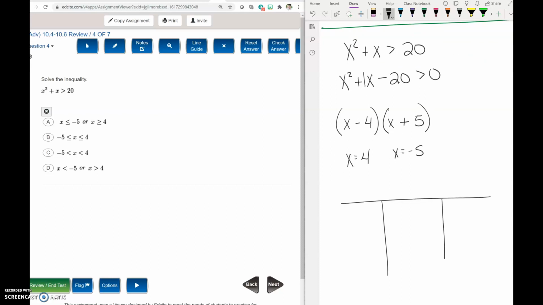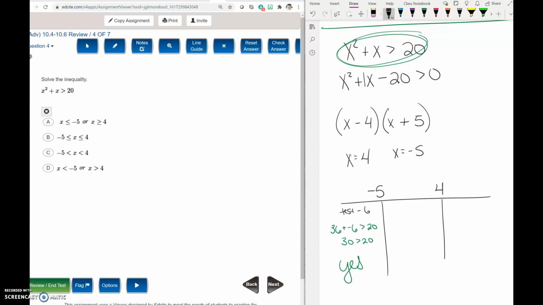So what I do is I make this little chart. Here's -5, here's 4. I put the -5 on the left because it's smaller than 4. And I want to test a number that is even smaller than -5. So I am going to test -6. So I plug that into the original problem here. -6 squared is 36. And then plus a -6. We want to know if that number is bigger than 20. Well, that would be 30. And yes, 30 is bigger than 20. So yes, numbers smaller than -5 work.